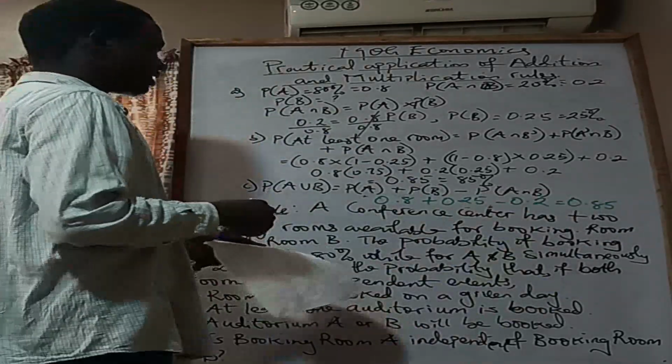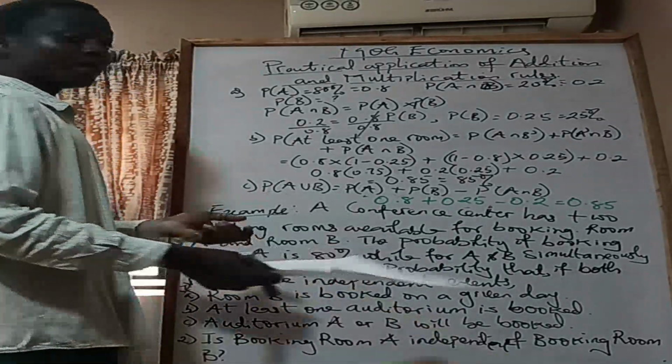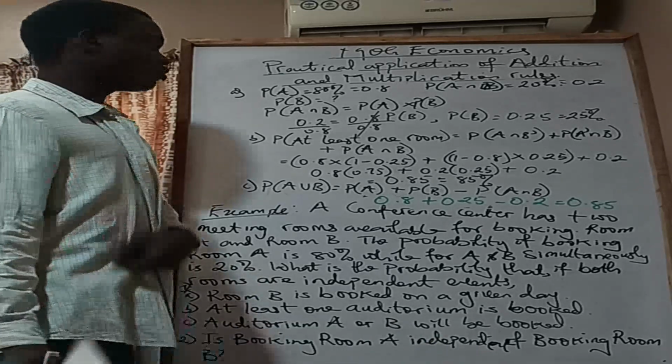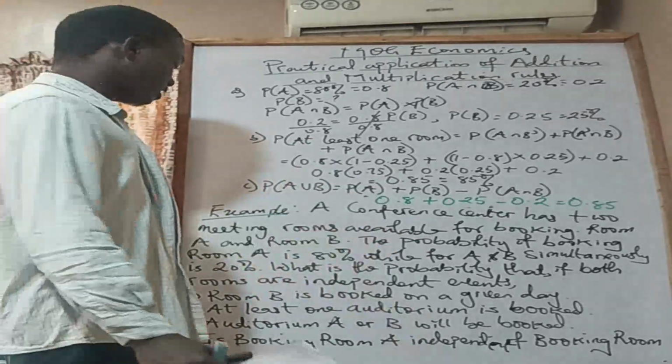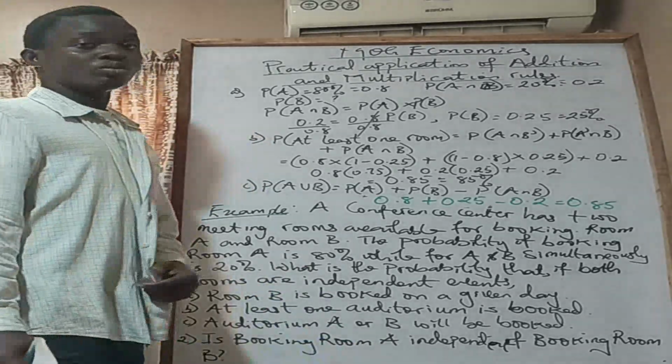That's kind of trying to give us an inkling: are these events independent of each other? Alright, so that's how to solve that. So probability of booking event A or B, or at least one of the rooms, happens to be the same thing. Then, is booking room A independent of booking room B?